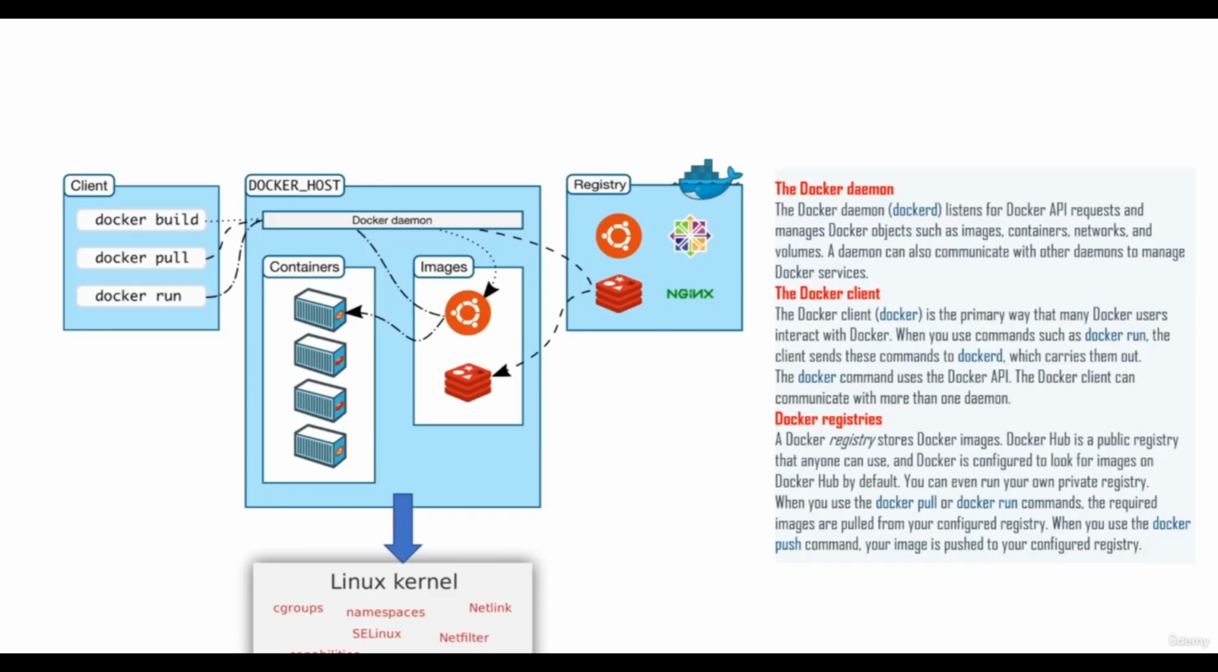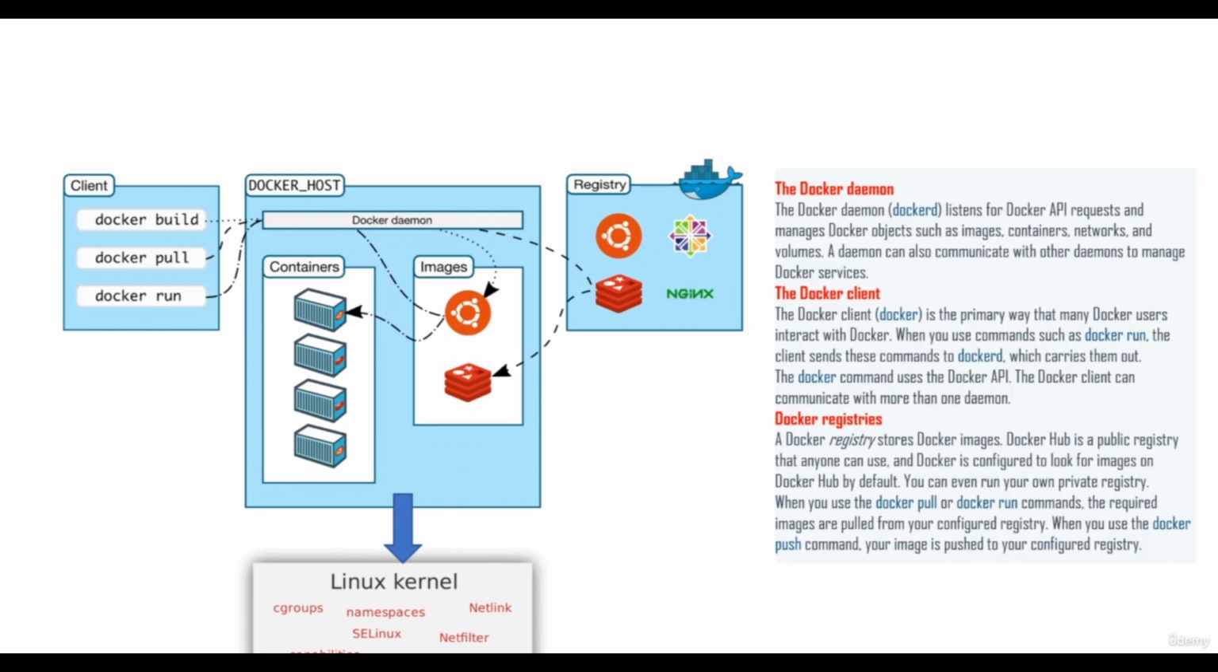Okay, so now let's talk about the architecture of Docker. Docker contains three main components: the Docker daemon, the Docker client, and the Docker registry. The Docker daemon is arguably the most important part among all these three. It is in the Docker daemon that objects such as images, containers, networks, and volumes are managed. A daemon can also communicate with other daemons to manage Docker services.